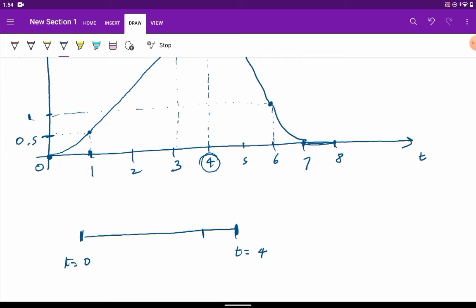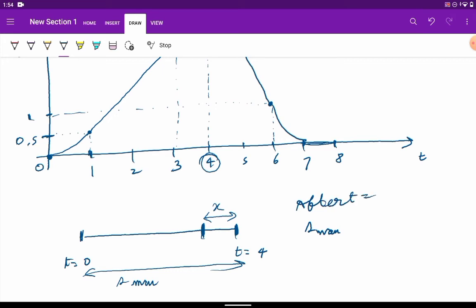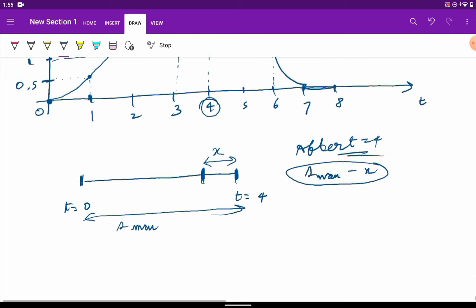So if we consider this as the S max, and this is some x, then after t equal to 4, this curve basically shows you S max minus x. This is the displacement, but distance would be S max plus x, right. Distance would be S max plus x.